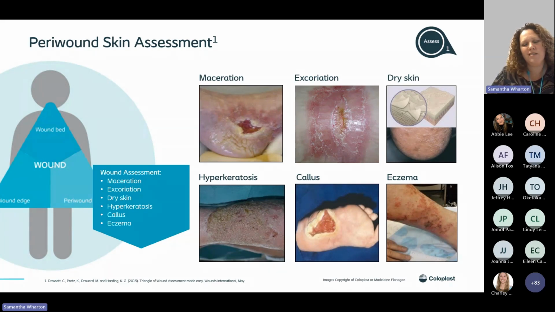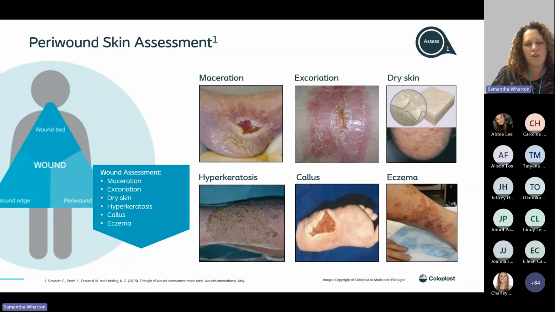And again, with our dry skin, I often think about when I've removed head stockings in the past that have been on for too long, and you get that snow globe effect. You know, we need to be making sure we're optimizing patients' skin and moisturizing it and keeping it as healthy as possible. The bottom row, so we've got that hyperkeratosis.